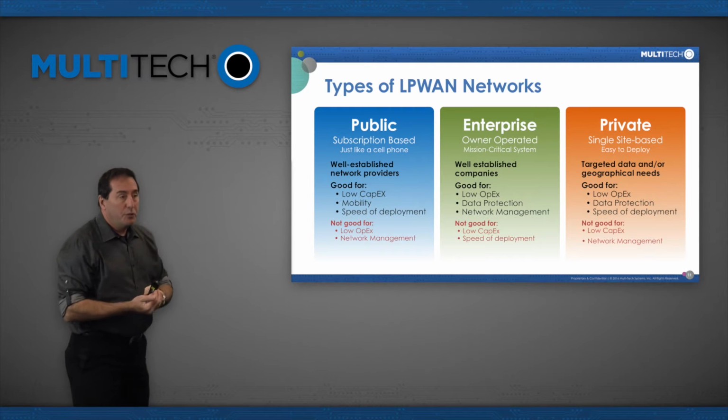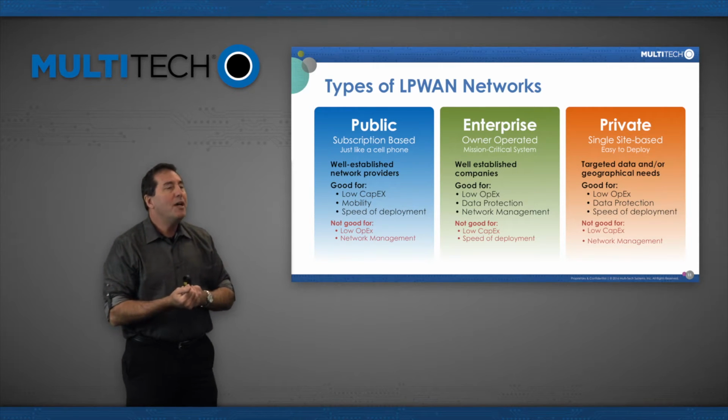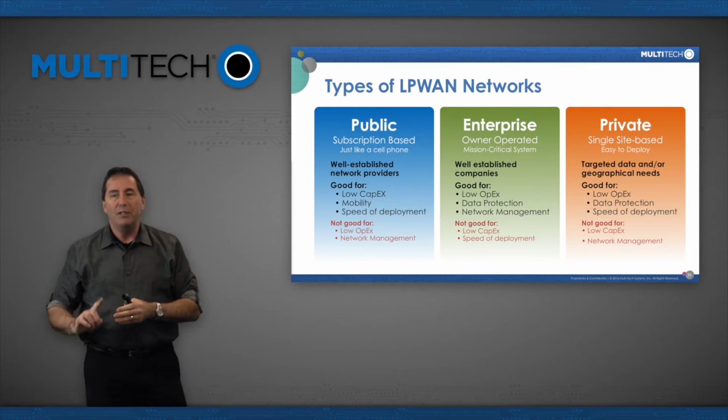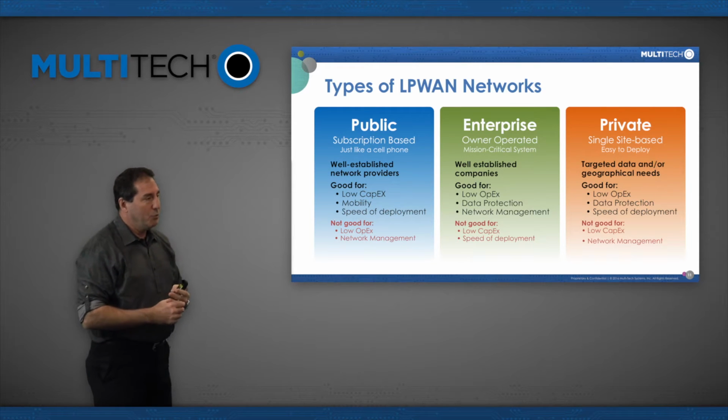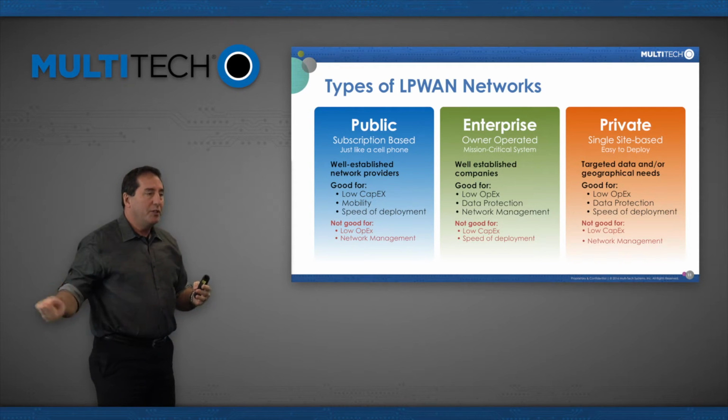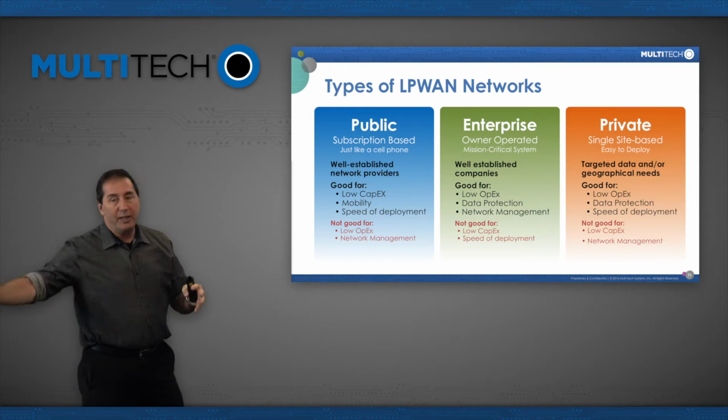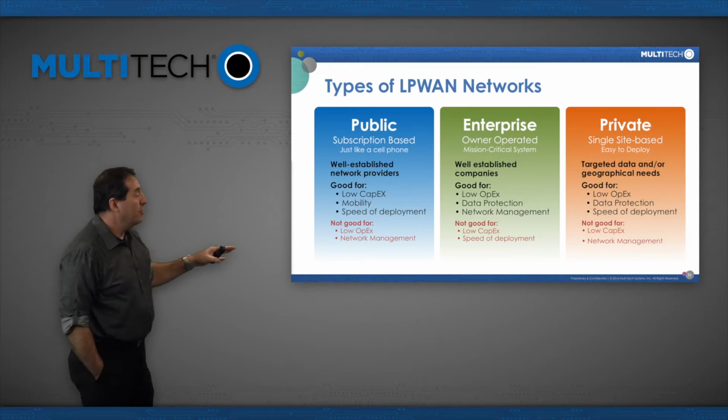But you can usually do mobility, although NB-IoT, which I'll talk about later, is not really good for mobility at all. It doesn't really work. But generally, you can move things around, and you can get things out very quickly. So that's what's really good about the public network.